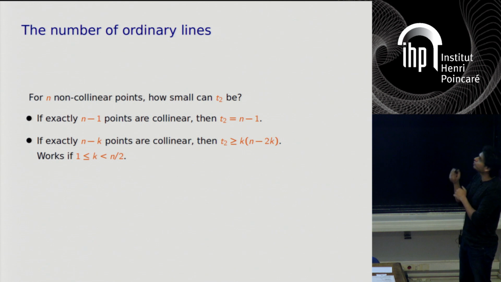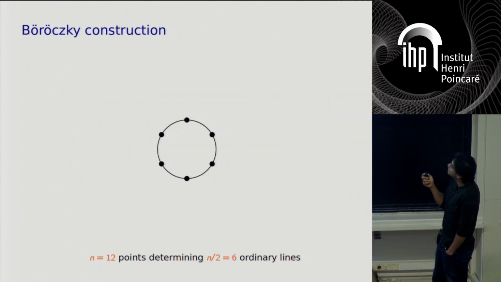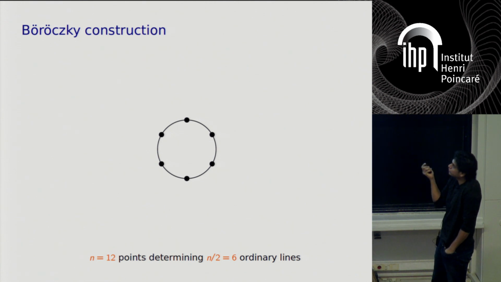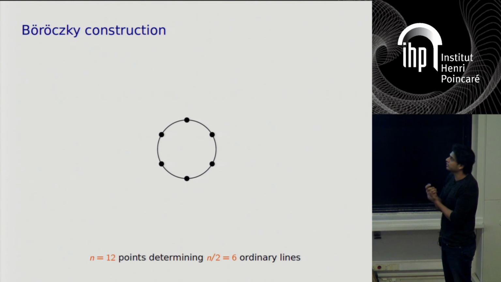So for example, we have this configuration. It's called the Böröczky construction. You start off with some number of points uniformly spaced on a circle. In this case, we have 6 points. Now every line is ordinary so far, but I'm going to add a bunch of points and try to get few ordinary lines. So here's what I do.